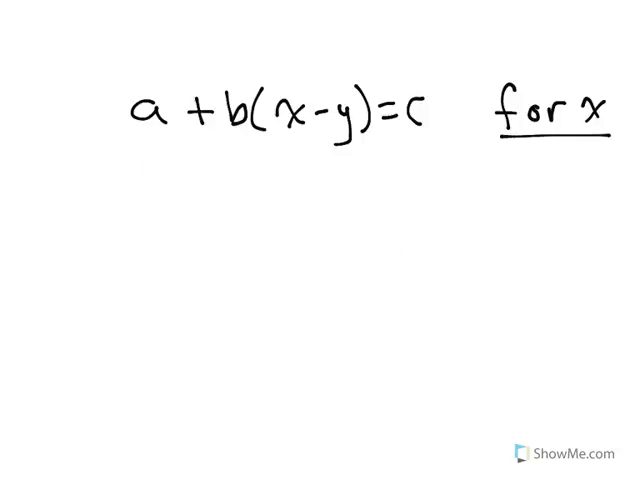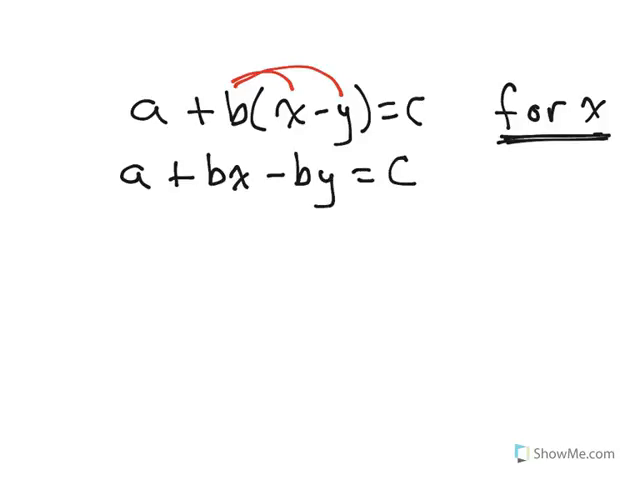Another example, a plus b times x minus y equals c, and we're going to solve for x. First thing I need to do is distribute the b through multiplication. That gives me a plus bx minus by equals c.